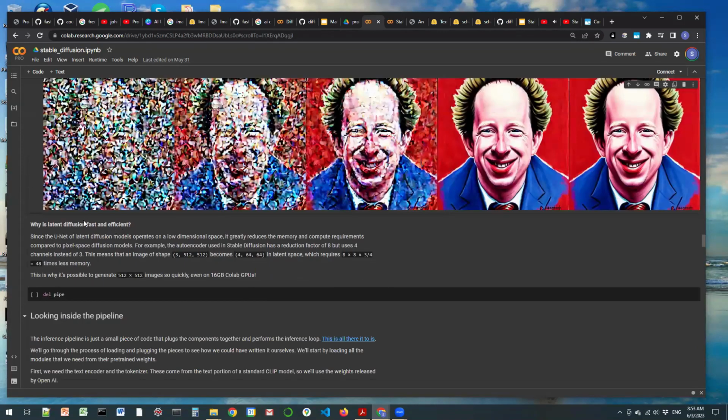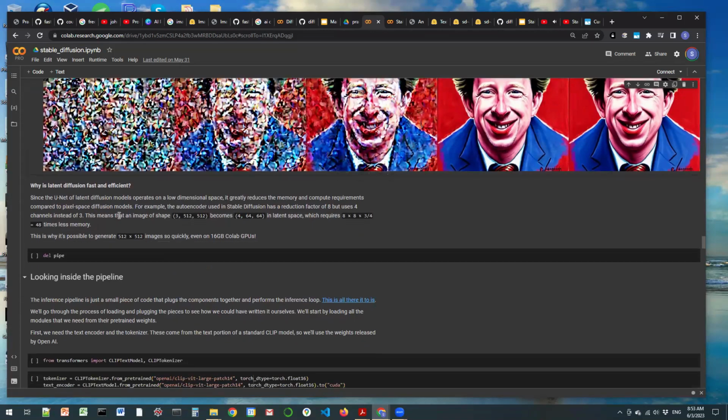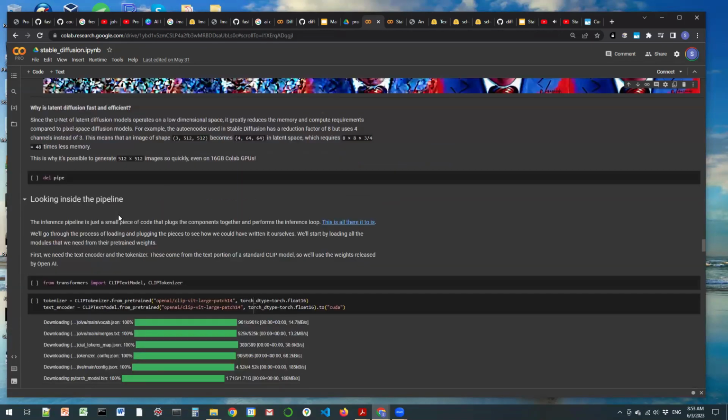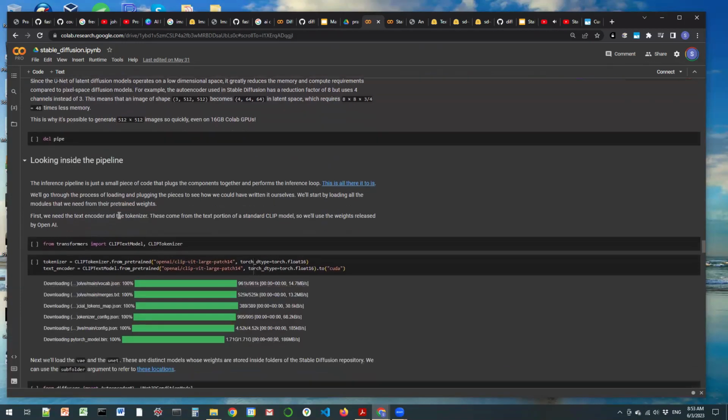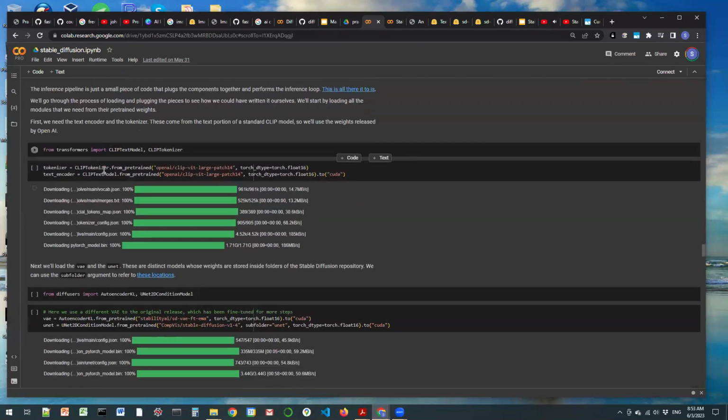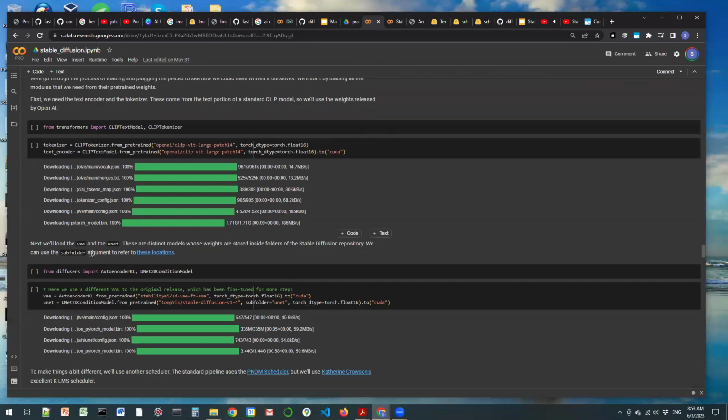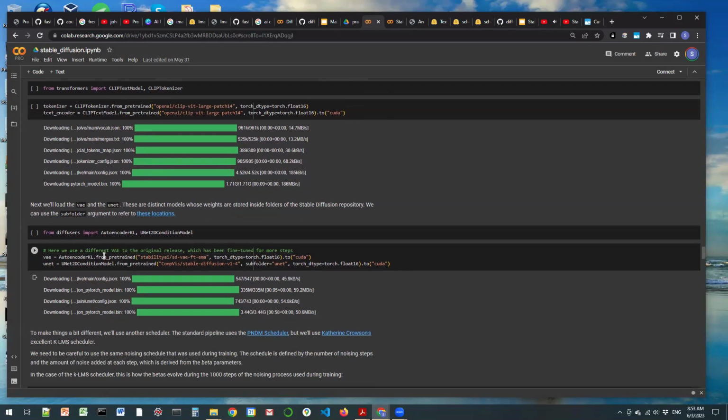Okay. So why is the latent diffusion so fast? Because it operates in the latent space. And as we'll see in a minute, the latent space is a much more compact space of the image rather than the entire 512 by 512 by 3 image. So we begin to look into the pipeline. We load the VAE and the unit, each of which has been pre-trained. So those values have already been loaded into the model.